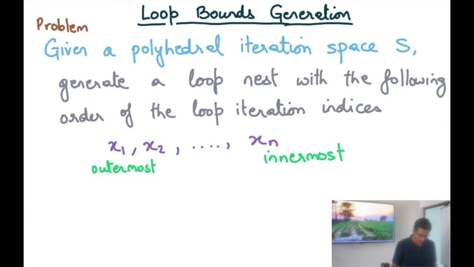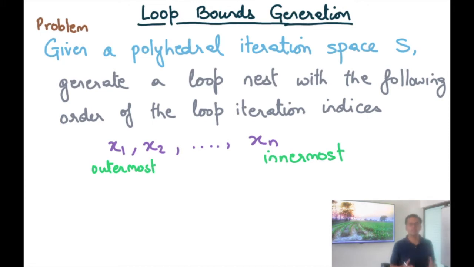Now, the bigger problem, however, is that given a polyhedral iteration space, a polyhedron S, generate a loop nest with a certain arbitrary order of the loop iteration indices. So let me say that order is x1, x2, ..., xn, where x1 is supposed to be the outermost loop iteration index and xn is supposed to be the innermost loop iteration index.